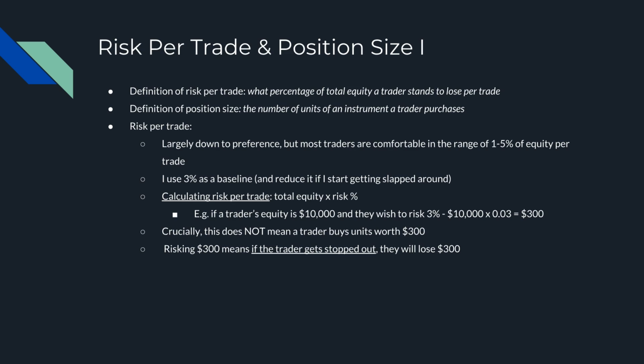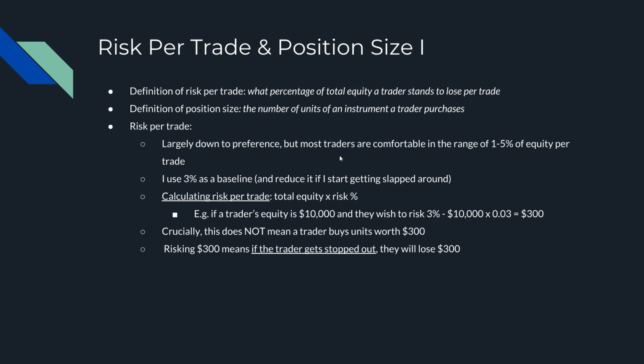The definition of risk per trade is what percentage of your total equity you stand to lose per trade. The definition of position size is the number of units of an instrument a trader purchases. These are two very different things, as we'll cover in the next slide. But let's stick to risk per trade first. It's the percentage of your total account that you stand to lose if you get stopped out of a trade, if you're wrong, right?